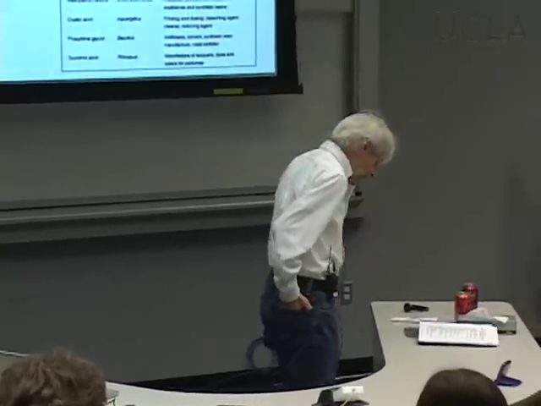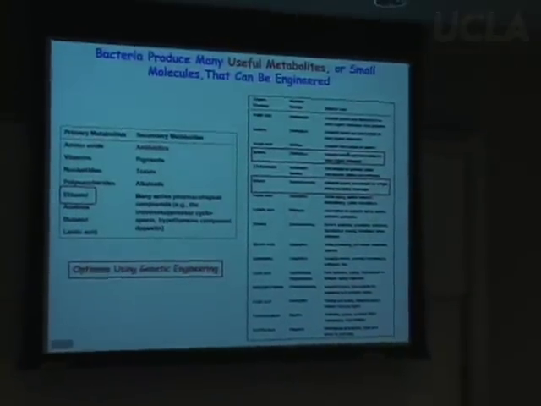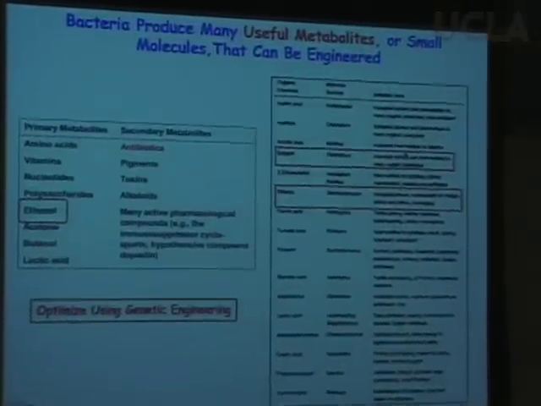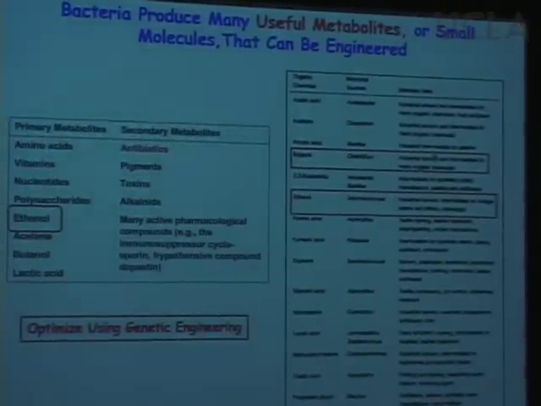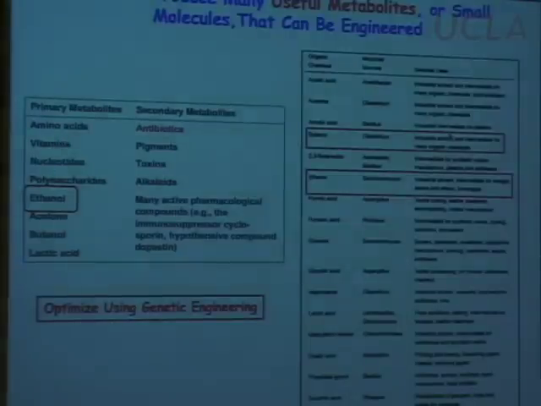In wrapping all of this up, bacteria make small molecules called metabolites. Ethanol, biofuel, butanol, biofuel, and vitamins, a variety of different things. How many of you take vitamins? Made in bacteria, isolated from bacteria. How many of you think that they can be engineered to be better? You can use genetic engineering to do that.